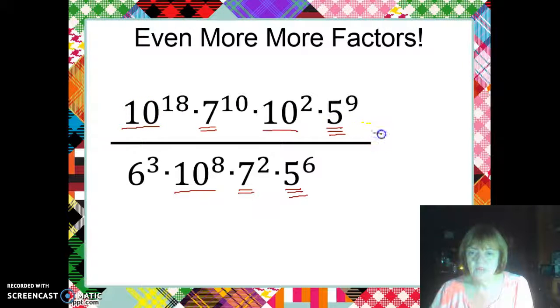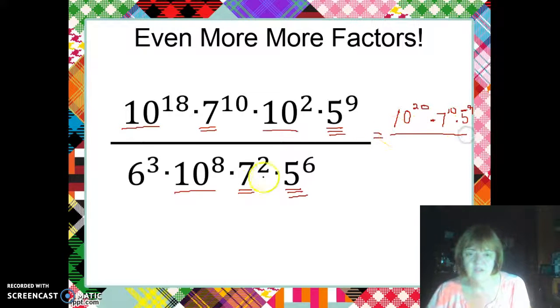So like I said before, I like to simplify the top first with any kind of multiplication that's going on. So 10 to the 18th times 10 squared becomes 10 to the 20th. And I can't combine the 7 and the 5, so I'm going to hang on to them. 7 to the 10th and 5 to the 9th, and I'm running out of space, oh boy. All right. Now on the bottom, none of these match, right? 6, 10, 7, 5. I can't do a thing, so I'm just going to copy them, but I'm going to switch around the order a little bit so that I can see the matchies a little easier.